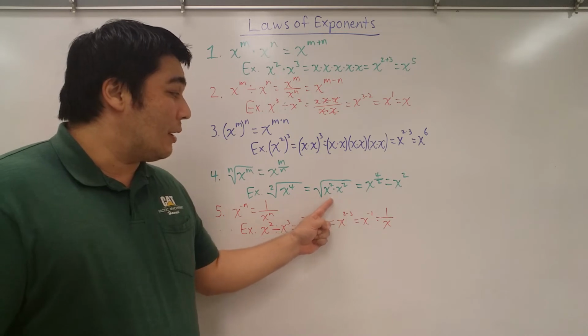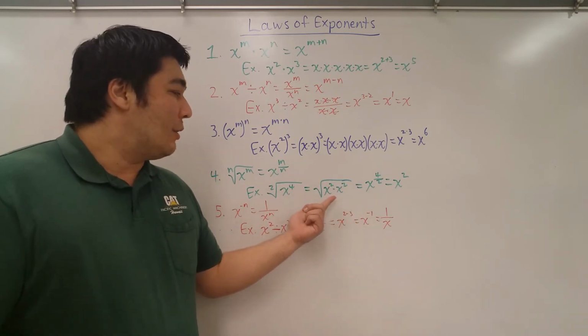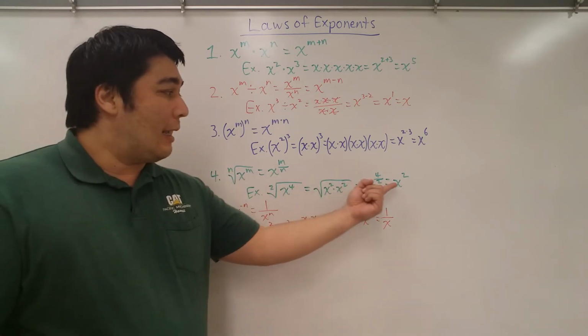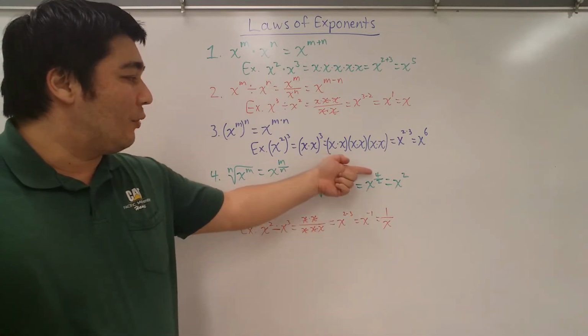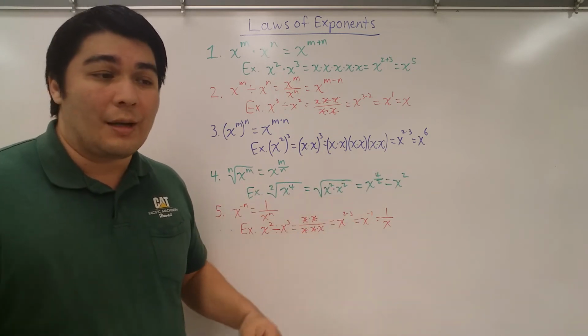I've got a square of x squared. So that means this x squared is actually able to break out, and it turns into just x squared at the end, which is also the same as 4 divided by 2, which is 2. And there you go, x squared.